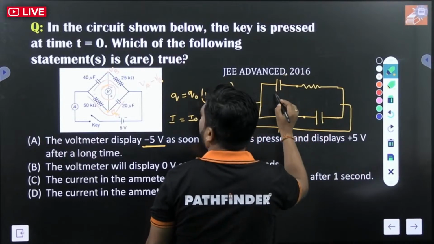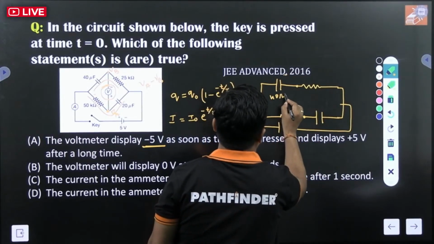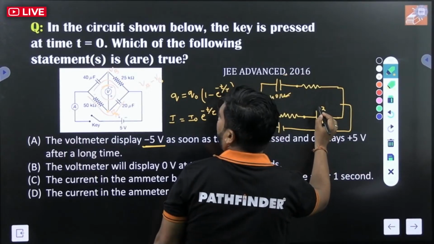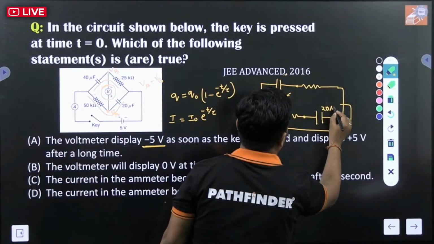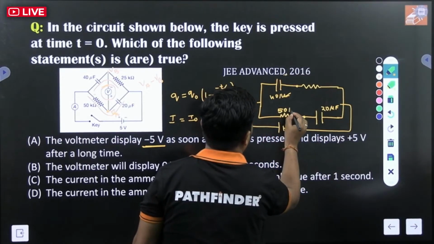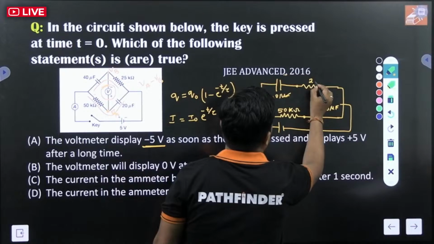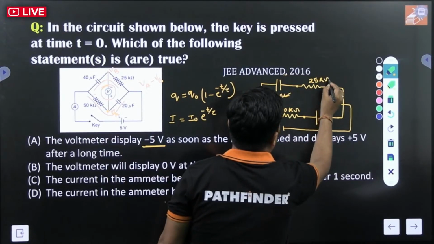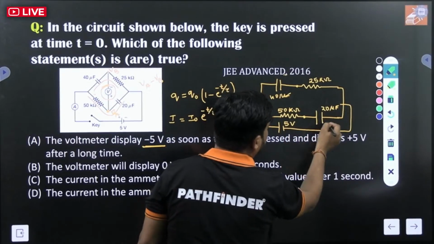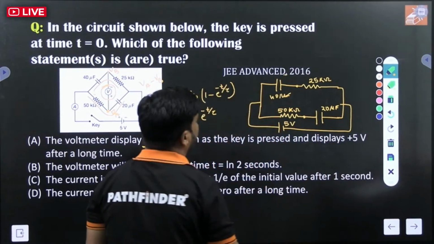Now, after a long time, this is 40 microfarad. This is 20 microfarad. And this one is 50 kilo ohm. And this one is 25 kilo ohm. So after a long time, what is going to happen? This is 5 volt. This will act as an insulator. No current will flow through it.